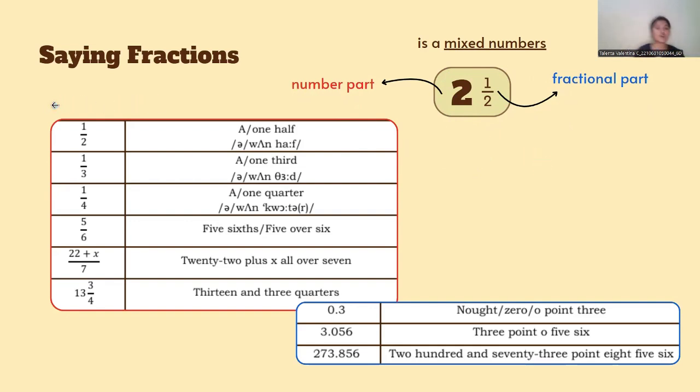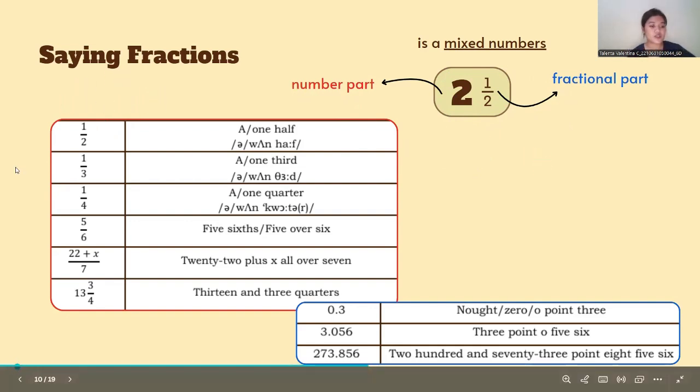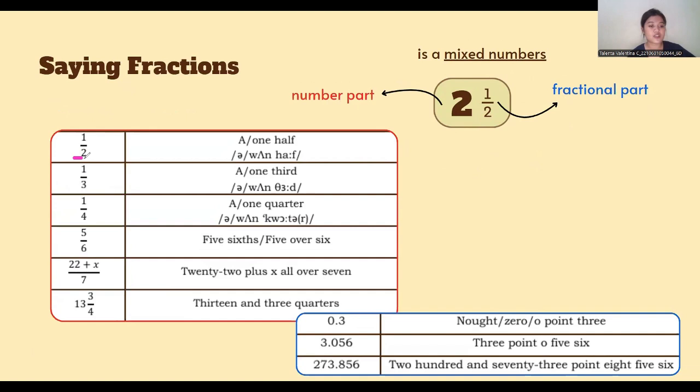Now we want to learn about saying a fraction. This fraction is called 1/2. This fraction is called 1/3. This fraction is called 1/4. And this fraction is called 5/6, or we can say 5 over 6. If we have a fraction like this, 22 plus x, all over 7, we say it is over 7.